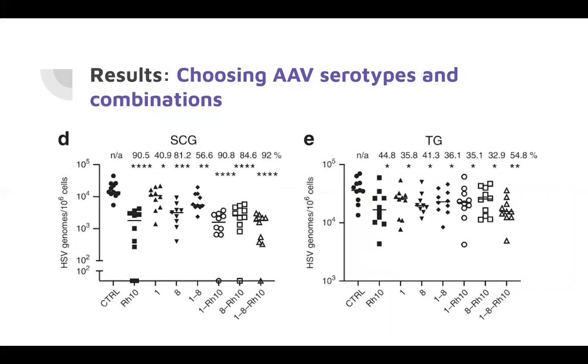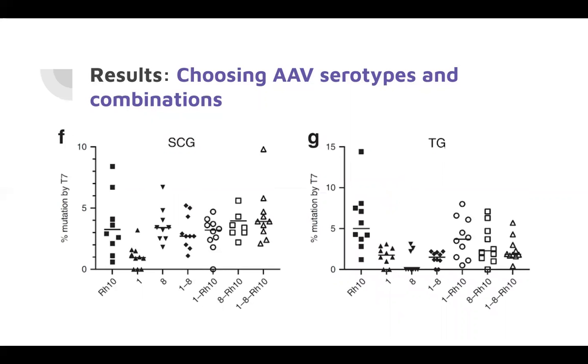Dual meganuclease therapy delivered using AAVrh10 either alone or in combination with 1 or 2 of the other AAV serotypes led to the highest loss of latent viral genomes from the superior cervical ganglia and trigeminal ganglia. The greatest decrease in viral load was obtained in the triple AAV combination. The y-axis is HSV genomes for every 10 to the 6 cells in the ganglia.